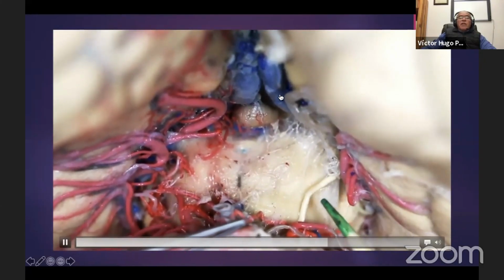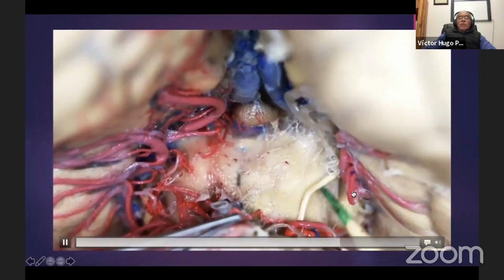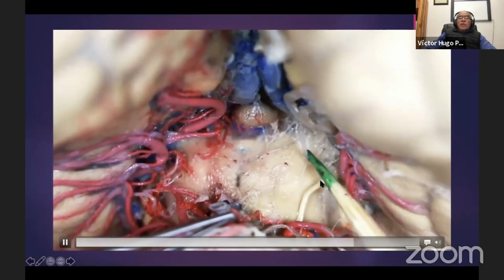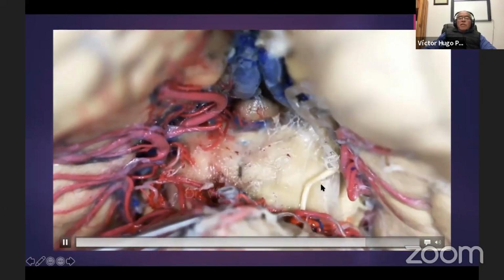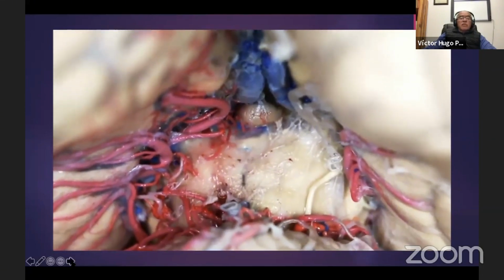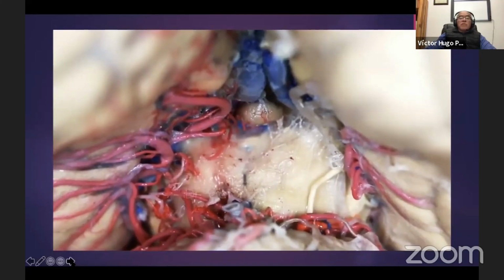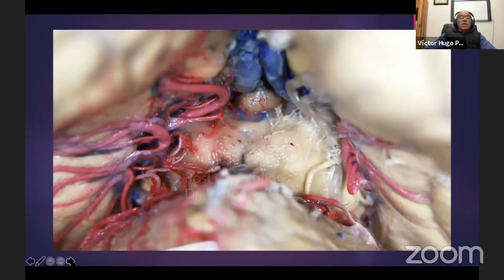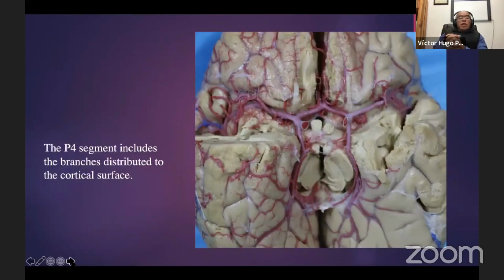This is Rosenthal vein, and this is trochlear nerve in the right side. The P4 segment includes the branches distributed to the cortical surface. Like in this case, we have in here middle temporal artery, posterior temporal artery, and the calcarine artery.